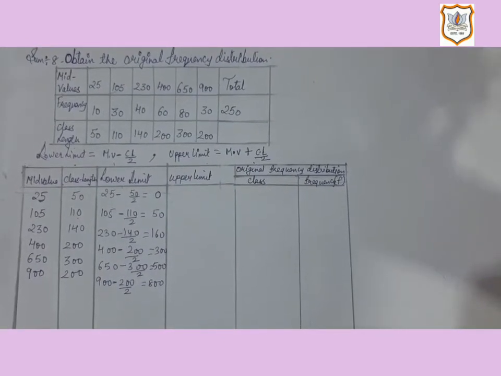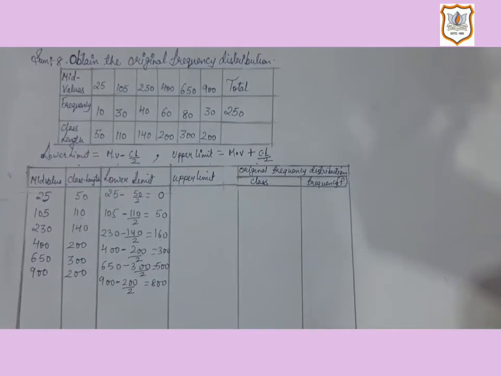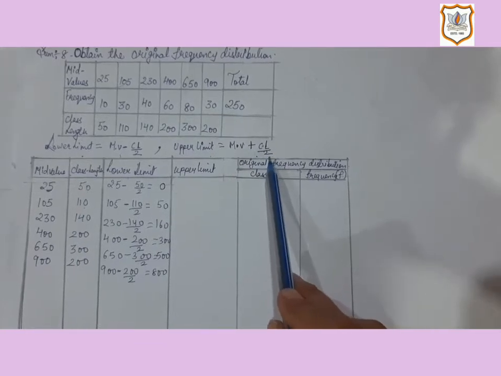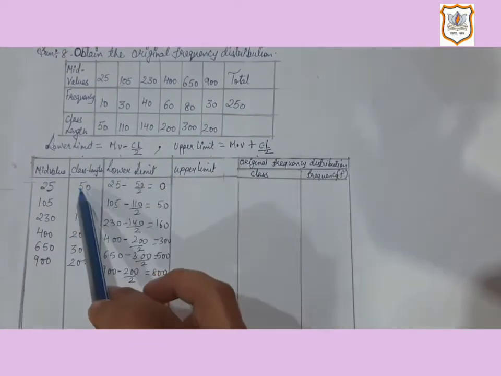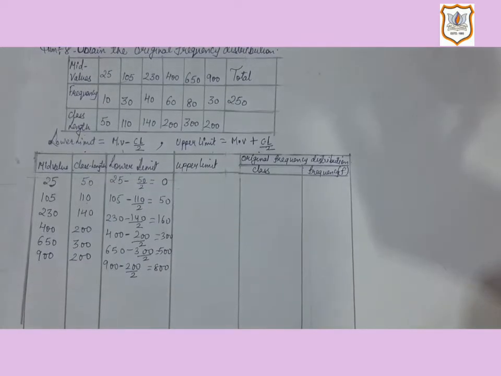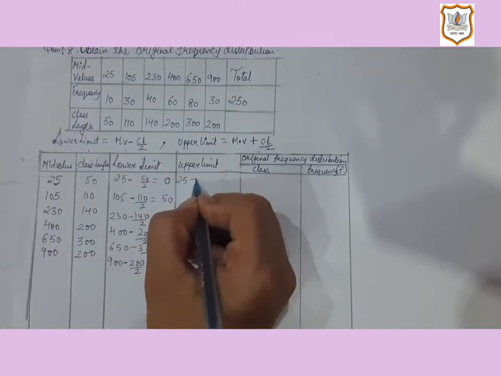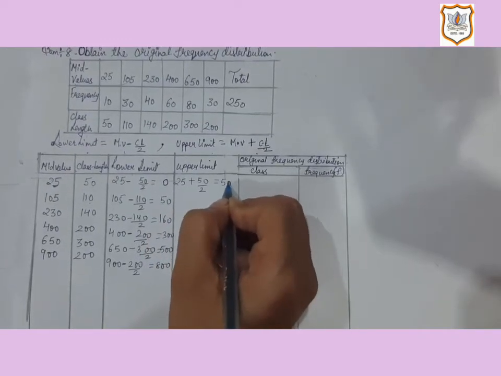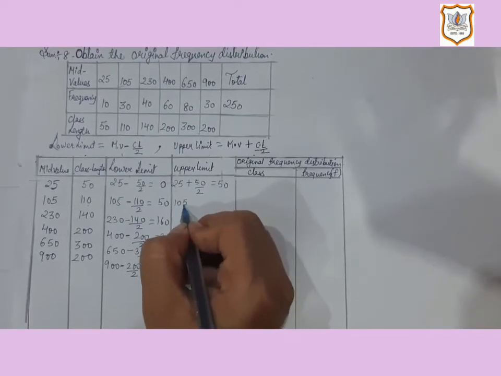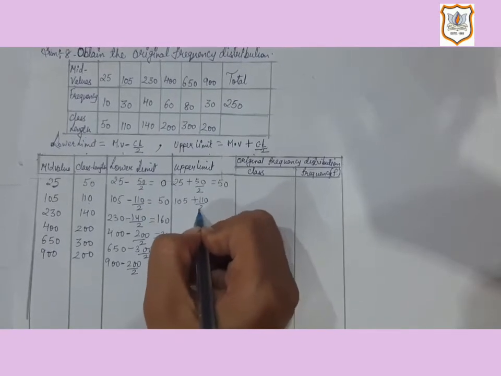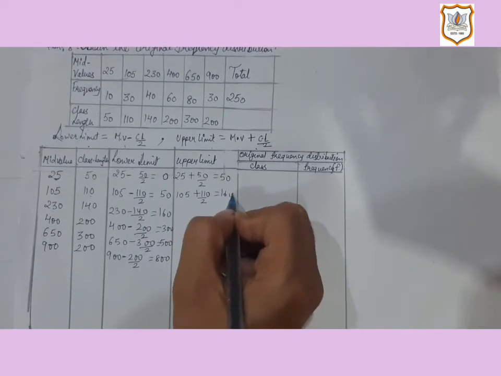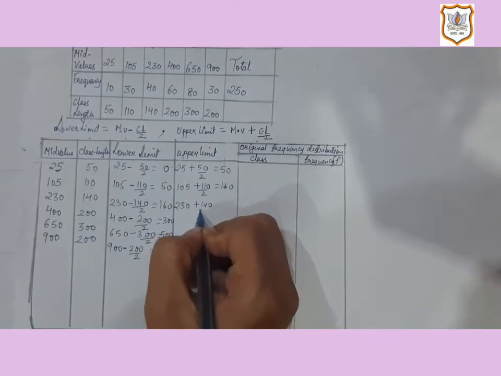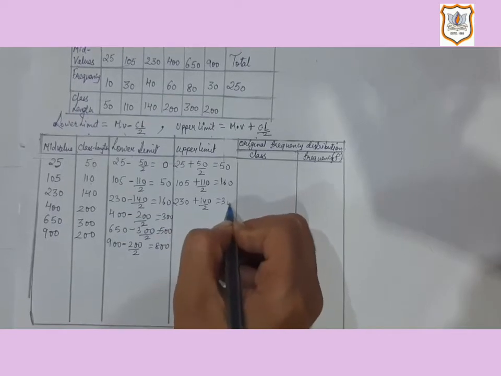Now let's solve the upper limit. The formula to solve the upper limit is mid value plus class length divided by 2. So the mid value is 25 plus class length, that is 50, divided by 2. Let's write it: 25 plus 50 divided by 2. That will give you 50. Next mid value is 105 plus 110 divided by 2. The answer is 160. After that 230 plus 140 divided by 2 is 300.